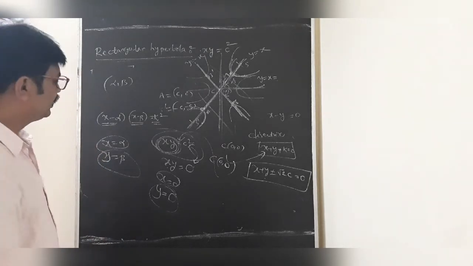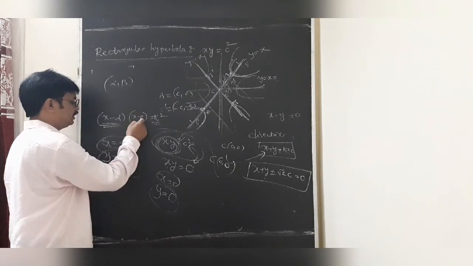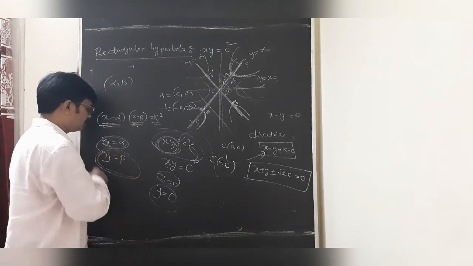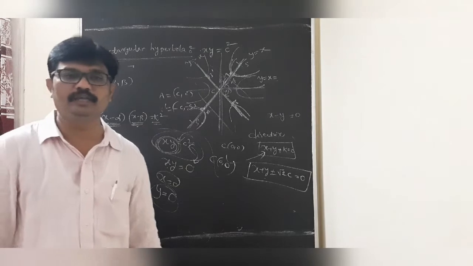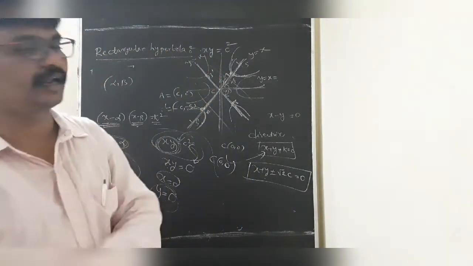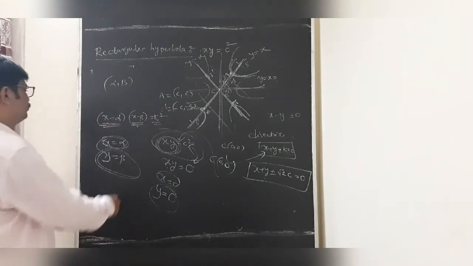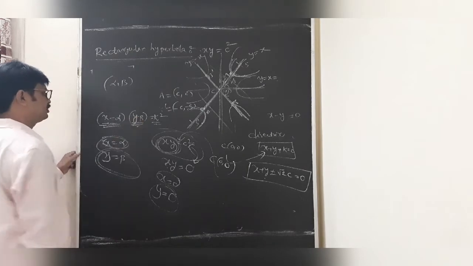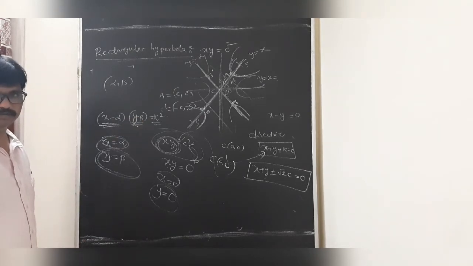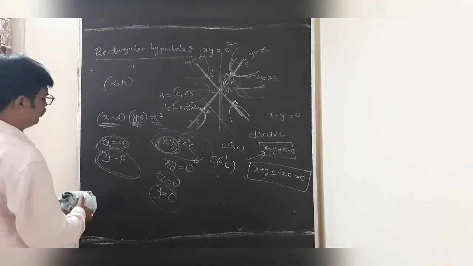My dear students, here also, when you observe that the center is (alpha, beta), undoubtedly x equal to alpha and y equal to beta are the asymptotes of the rectangular hyperbola (x minus alpha)(y minus beta) equal to k square. Okay, students? Now we are going to discuss the parametric point.